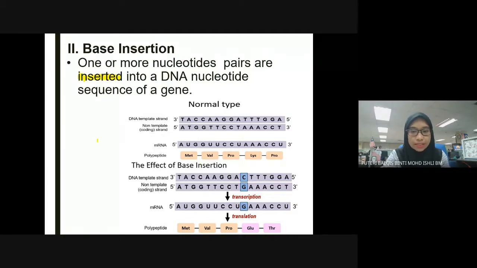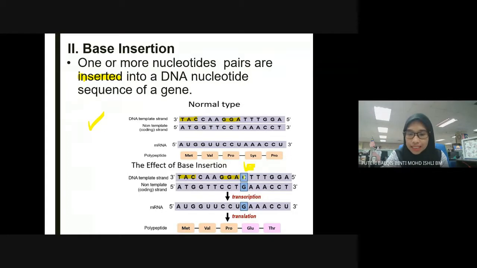So what happened? This is the normal type. So the base insertion, so kita ada TAC, okay, TAC, okay, kita ada CAA, CAA, GGA, GGA. And then we have TTT. Okay, what happened here? The C here is inserted. Kita masukkan C kat situ. Patut kita tak masukkan. Tapi bila berlakunya mutation, base insertion, the base C is inserted.